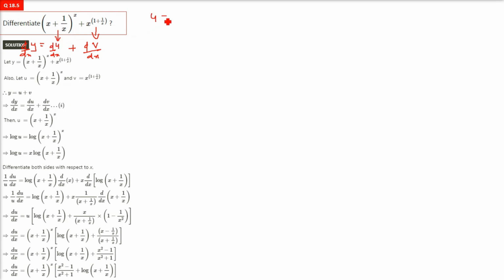So u is (x plus 1/x) to the power x. This is u. We'll take log on both the sides. Log u is equal to x log (x plus 1/x). Now let us differentiate it. On the left we have 1 by u du by dx. On the right, x we will take outside. I am applying the product rule.